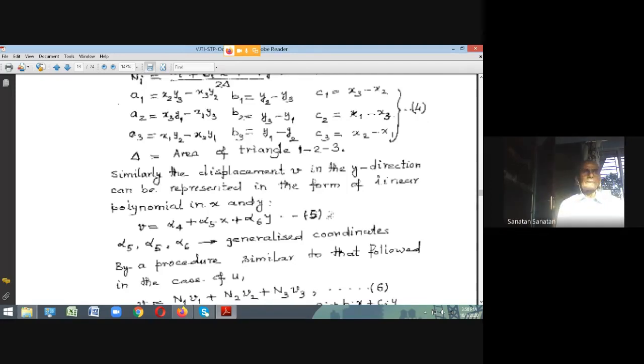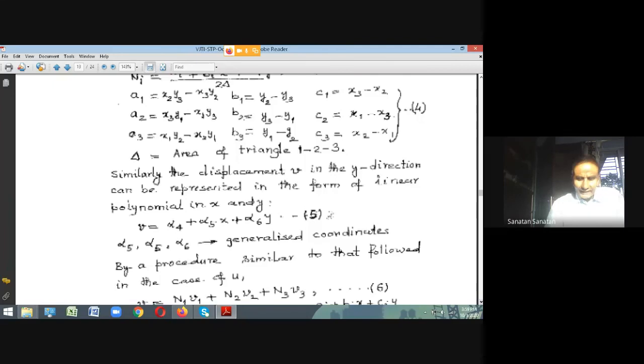And if I just make it into a plane form, then its equation can be written as alpha 4 plus alpha 5 x plus alpha 6 y. These are again constants which can be determined from the fact that this equation is valid at the three corner nodes. So it should satisfy the value at node 1, V1, the value at node 2, V2, and the value at node 3, V3. Thereby we will get three equations to solve for the generalized coordinates alpha 4, alpha 5, and alpha 6.